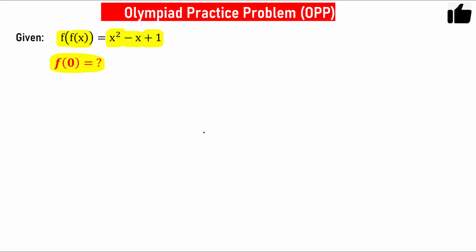Generally these kinds of problems are solved by plugging in different values of x. You can have x equals 0, x equals 1, or x equals f(x). Once you plug in these values, you will have several equations, and by solving those equations, you can find the value of the desired function, in this case f(0).